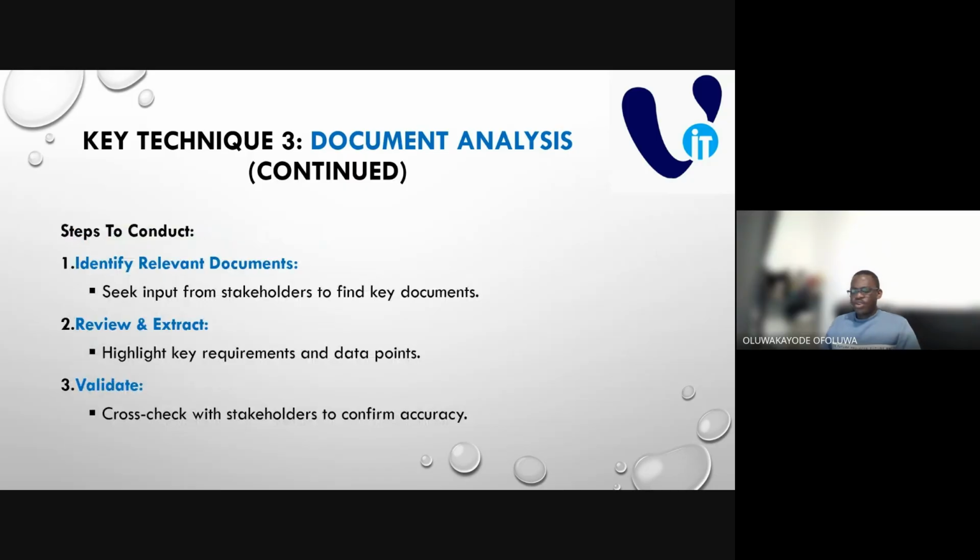How do we conduct document analysis? Number one, you identify relevant documents, the documents I just mentioned. Seek input from stakeholders to find key documents. Very important. Two, you review and extract, that is, you highlight key requirements and data points. Three, you validate. Cross-check with stakeholders to confirm accuracy. Very important. Don't just assume that, oh, I am done, I'm a super duper BA, I don't need any confirmation from anybody. It is very important to cross-check with stakeholders and confirm accuracy.